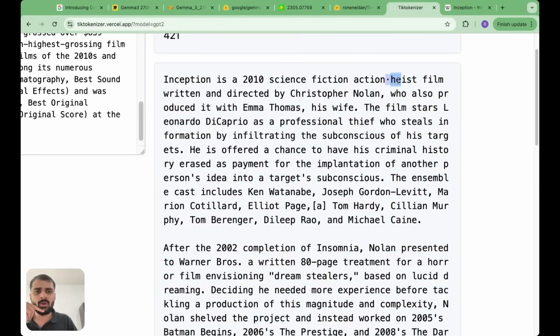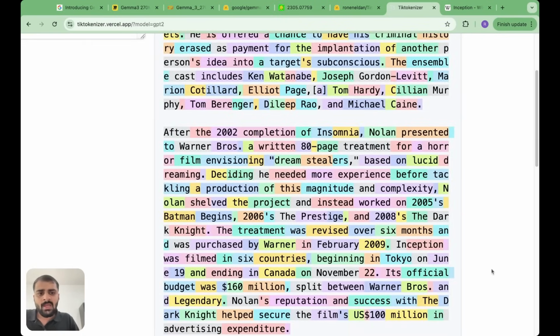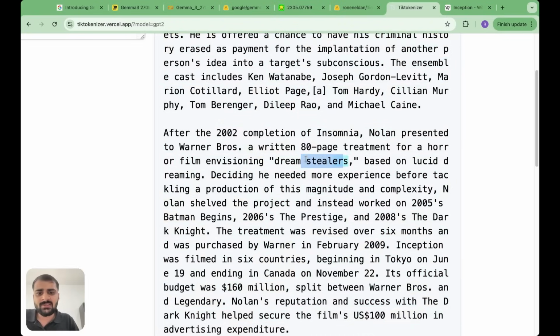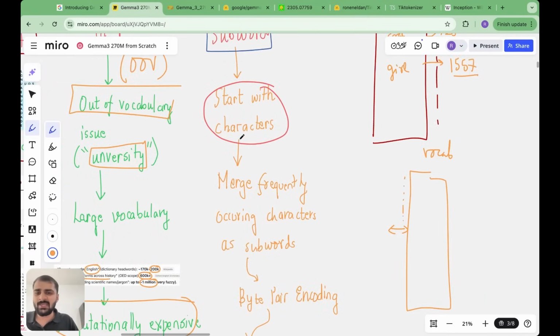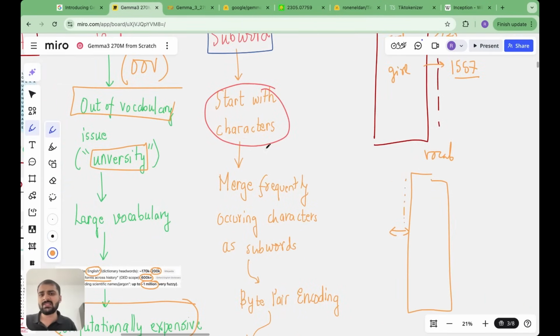Highest, so high is a separate token, est is a separate token. These characters which show up frequently are merged into separate tokens, right? You can see many instances. So for example, stealers. Now ers might appear several times in other words also. So steal is one token and ers is a separate token. That's what subword tokenization does, and this reduces the vocabulary size a lot, because I don't need to now save each and every single word. If a word has a common prefix or suffix, I have already saved it as a separate token.